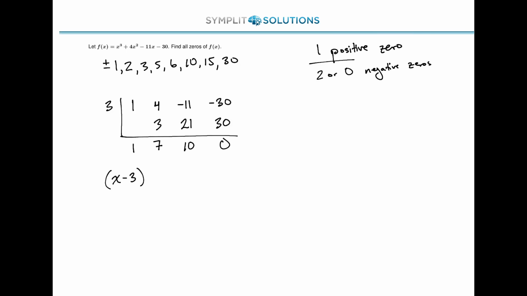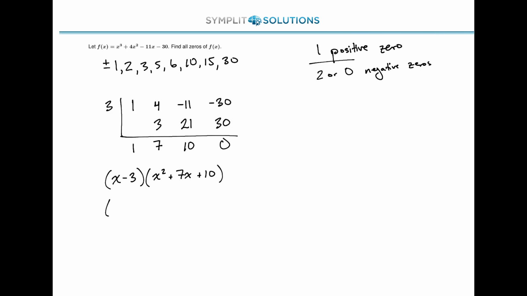And we could keep trying because we have our one positive 0. We could go through and start trying to find negative zeros by plugging in the negative numbers. But at this point, we can actually write what this turns out as in factored form. These coefficients are what's left over after factoring out the x minus 3. So these are now coefficients on a quadratic, because this was a cubic. So we drop down by 1 power, and we get 1x squared plus 7x plus 10.